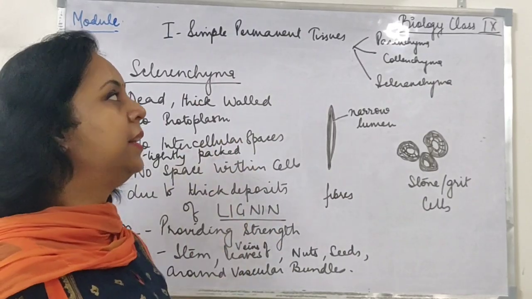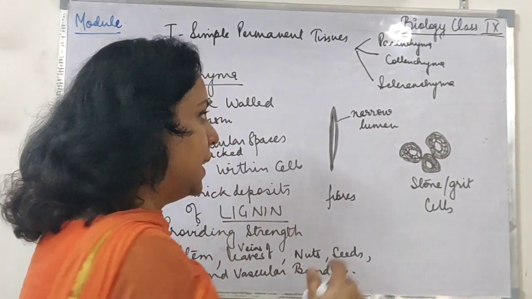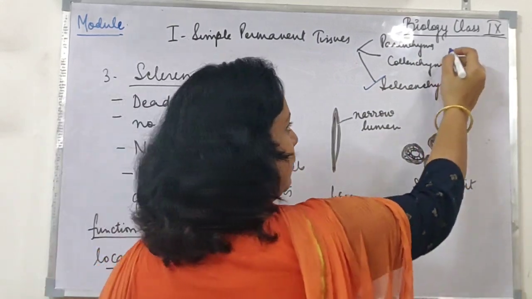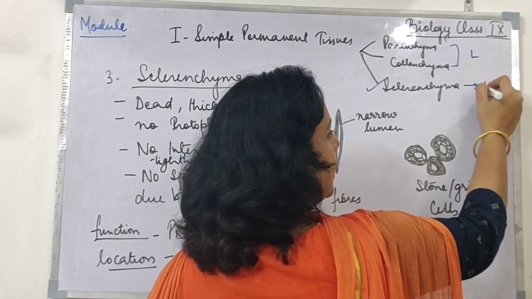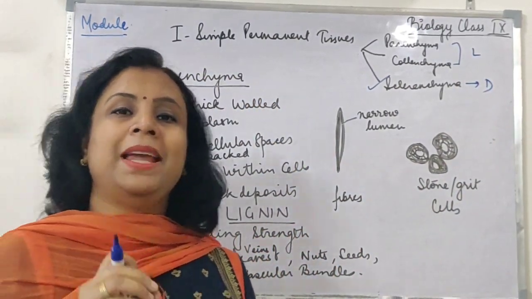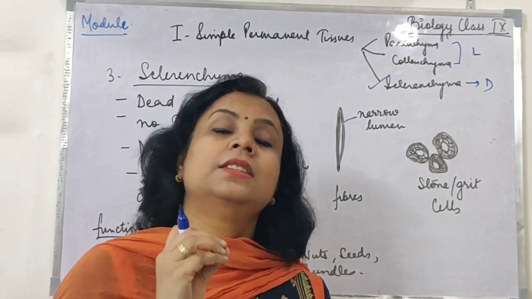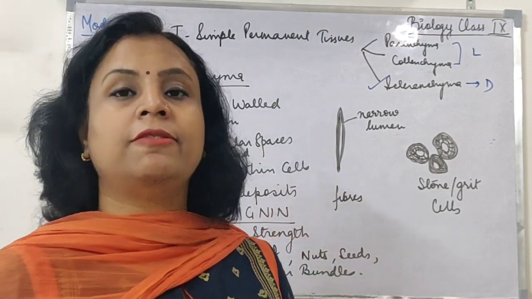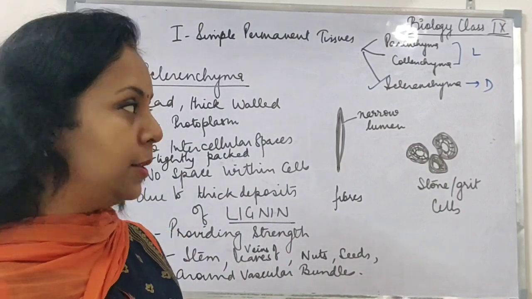The third category of our simple permanent tissue is the sclerenchyma. Now, just like the previous two, these were living, both of them. Sclerenchyma is a dead tissue, and the main function of sclerenchyma is to provide strength and rigidity, the firmness to the plant. Wherever there is the requirement of strength, the sclerenchyma is present.